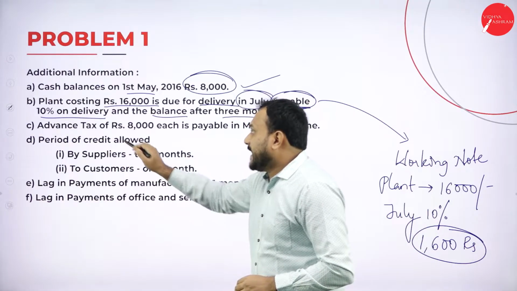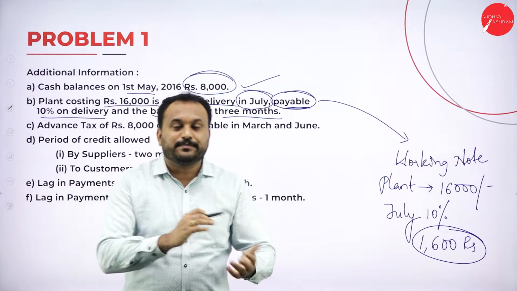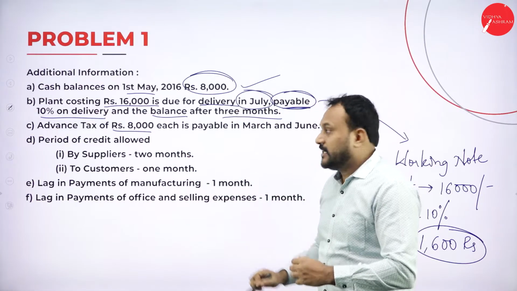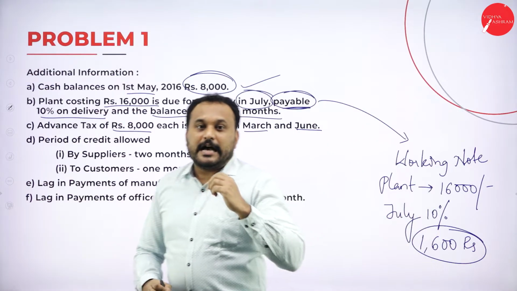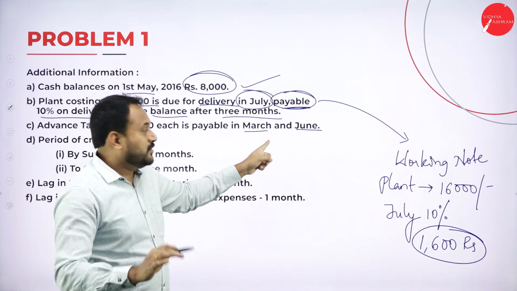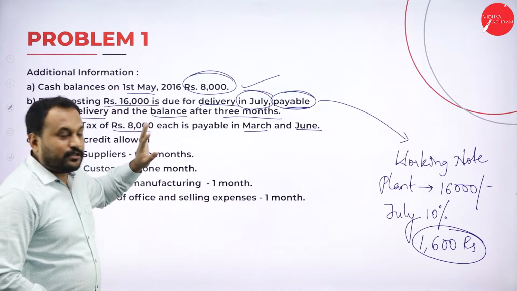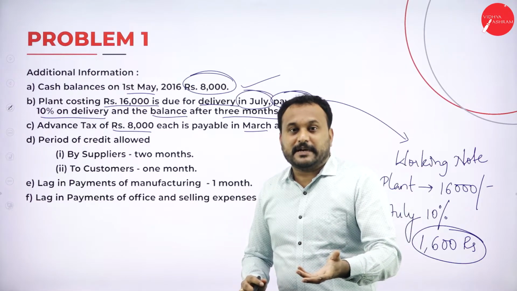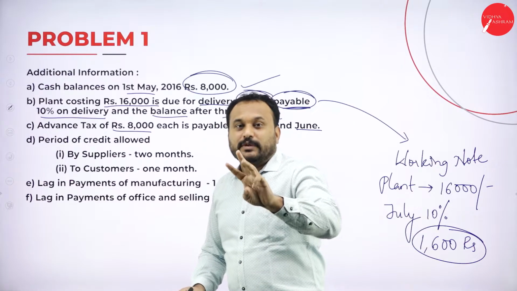Next is advance tax of rupees 8,000. Now tax I need to pay, isn't it? So is it an inflow or outflow? It's an outflow. So how much is the outflow? 8,000 each is payable in March and June. Now understand here. I'm preparing for the months of May, June, July. Will I take the entry for March? No. Only in the month of June I am supposed to pay 8,000 rupees. So the entry will be for the advance tax in the month of June. I'll not pay in the month of March, because I'm not preparing the March statement. It is only May, June and July.